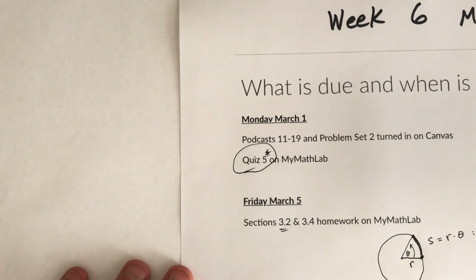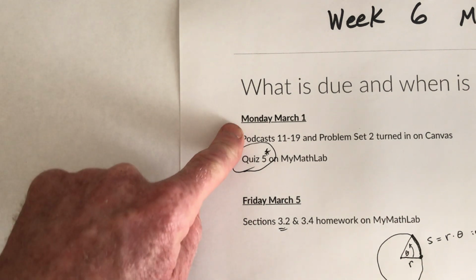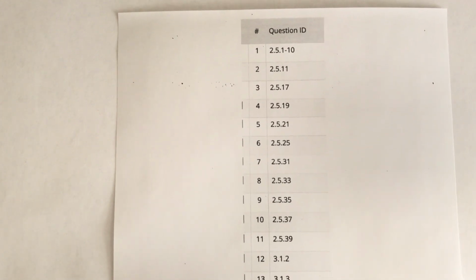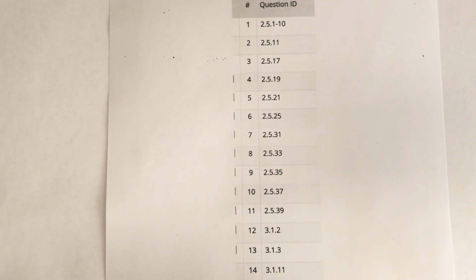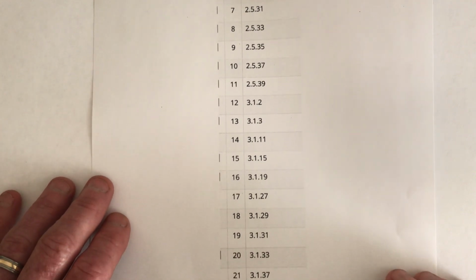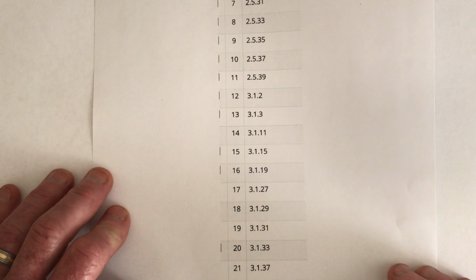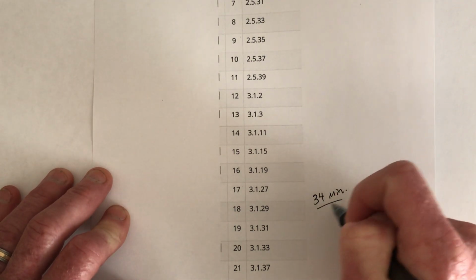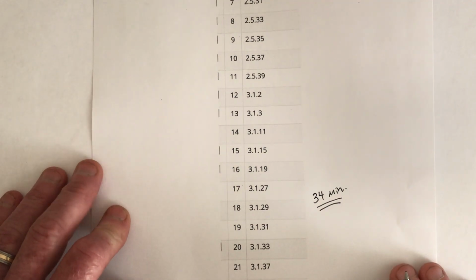So I said I was going to talk about quiz number 5, which is due on Monday, March 1st. Here's the Easter egg. So if you go into the study plan, here's the questions that you should study for the quiz. So I can't fit the whole thing on the screen at once. So there's 21 questions on the quiz. And my math lab tells me that it estimates that it will take 34 minutes to finish those quiz questions.